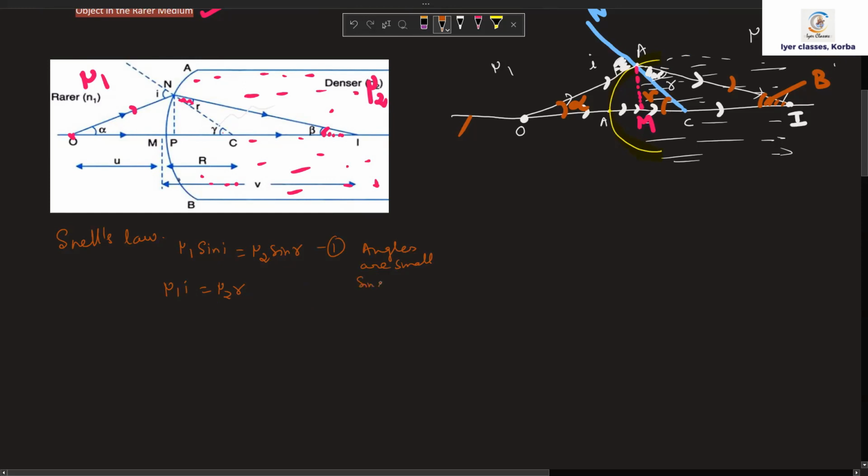Angles are small, so sine theta becomes theta and tan theta is also equal to theta. So I can write mu1 tan I is equal to mu2 tan R, right? Clear? Now look at the diagram. Looking at the diagram, I want the value of I. In which triangle will I get I? You see the yellow triangle? In this yellow triangle, that is the triangle N, O, and C, what can you write for angle I?